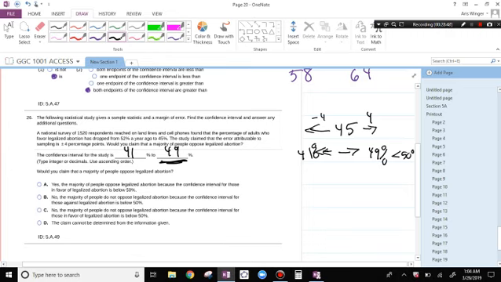These are the people, wait, let's just make sure we're reading this. Oh, these are people who favor it, so more people actually oppose it.